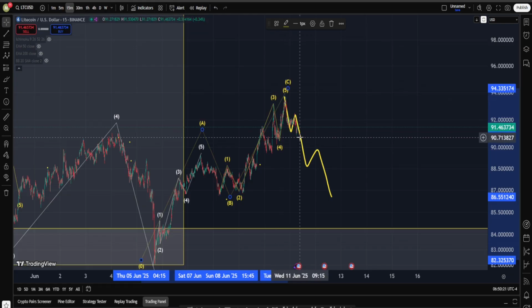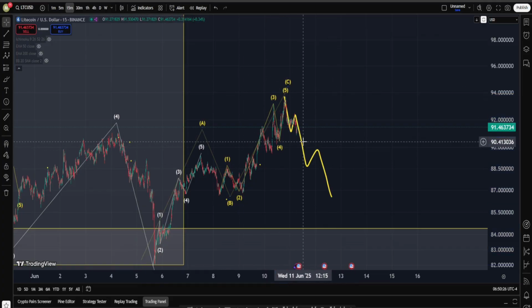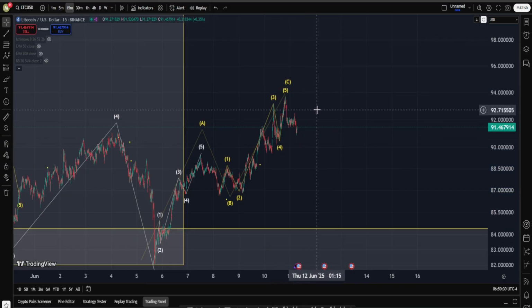So overall, I think right now it all actually comes down to the current move in LTC, and let's hope that our move up is just not over yet, and after a consolidation pattern we get some more upward price action.